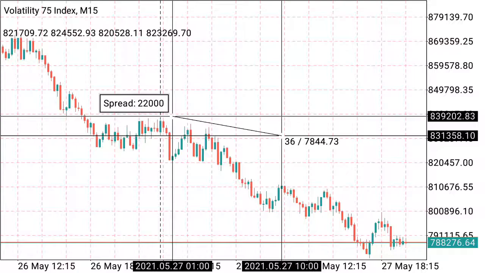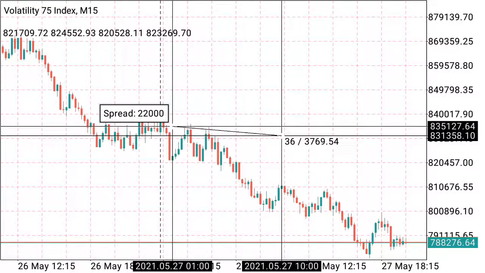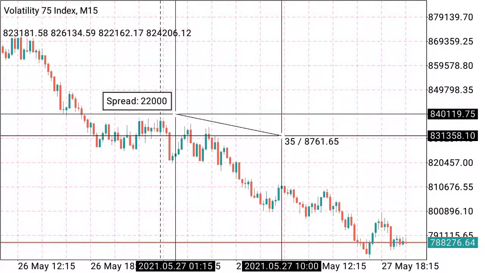So first, we are looking at today's market being the 27th of May, and the first 15 minutes candle had a high at 8392 and a low at 831. So that was 7,844 points distance. So average price will stand at the middle of this candle, and that is at 8351. So 8351 becomes the middle and average price.